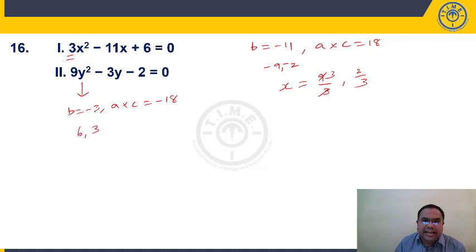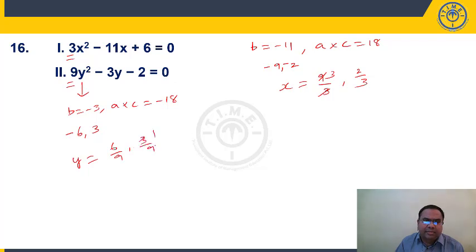6 into 3 is 18, 6 and 3 difference is 3, but we should get minus 3. So the larger number I am taking negative. Minus 6 plus 3 is minus 3, minus 6 into 3 is minus 18. Their sum must be equal to the b value and product must be equal to a into c value. While writing the roots, you have to change the sign. Minus 6 will become plus 6 divided by coefficient of y square, comma 3 by 9.